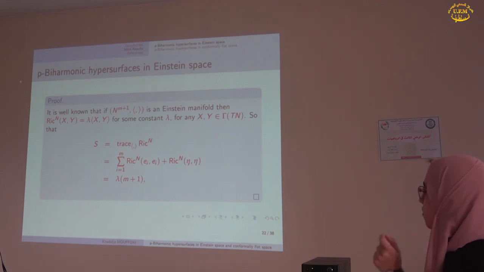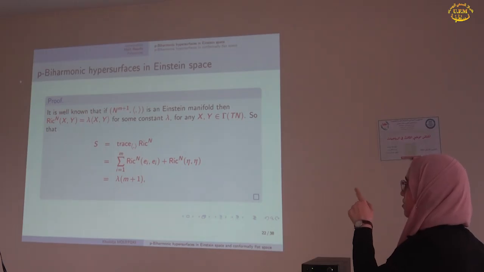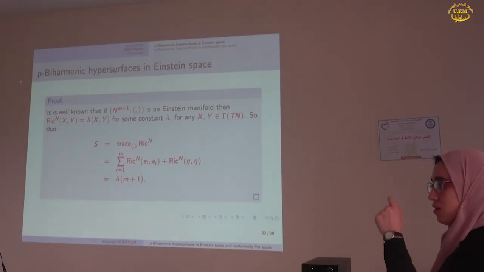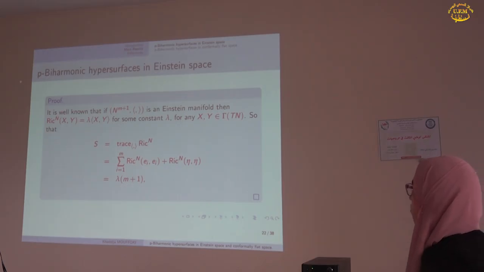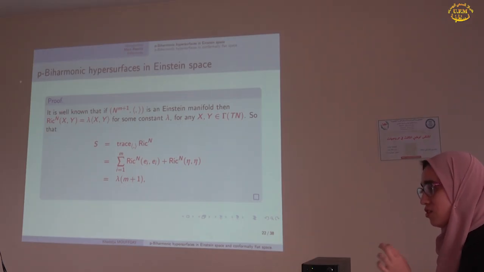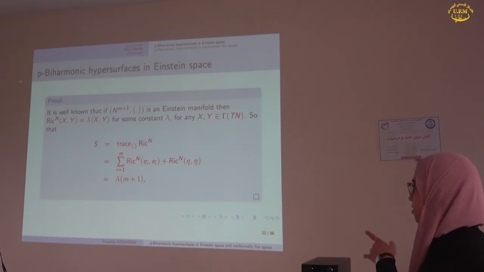We say the manifold is an Einstein manifold when Ric(X,Y) equals lambda times the metric g(X,Y), for some constant lambda, called the Einstein constant, for any X, Y in Gamma(TN), so that the scalar curvature S equals the trace of Ric.